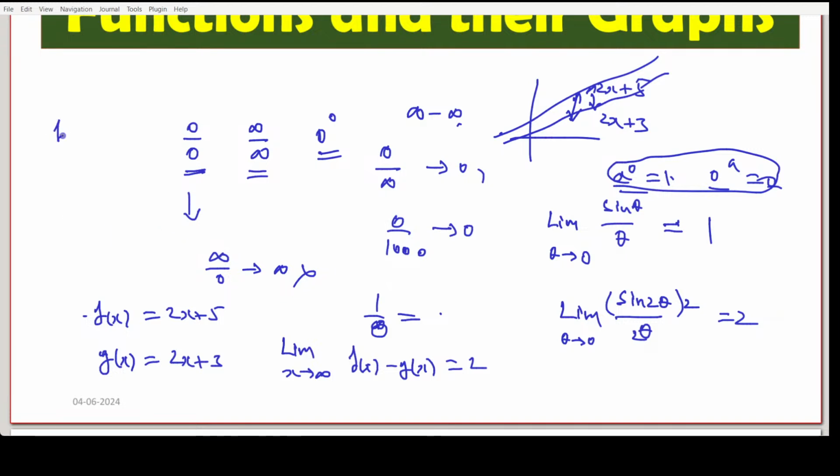For example, if f of x equals x cube, and g of x equals x square or x or root x, then the graphs will look something like this. This will go very fast, this will go like this, and the distance will not be constant, right? The difference will again be infinity. Understood? So that's why infinity minus infinity is indeterminate.